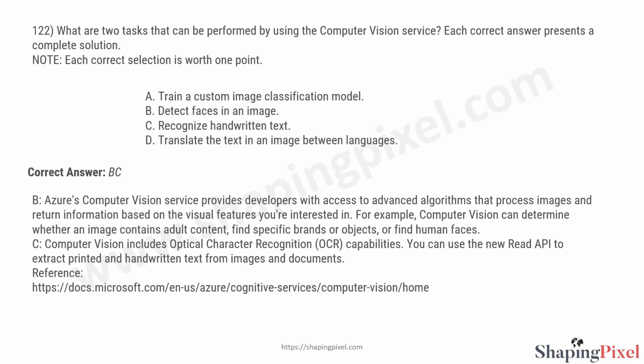So Azure Computer Vision Service provides developers with access to advanced algorithms that process images and return information based on the visual features you are interested in. For example, computer vision can determine whether an image contains adult content, find specific brands or objects, or find human faces. Computer vision includes optical character recognition capabilities. You can use the new Read API to extract printed and handwritten text from images and documents.